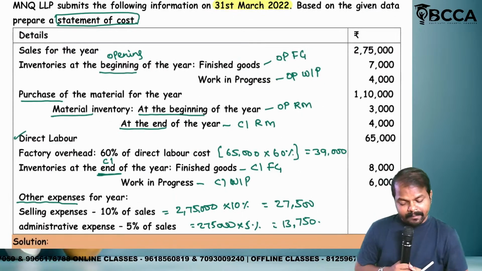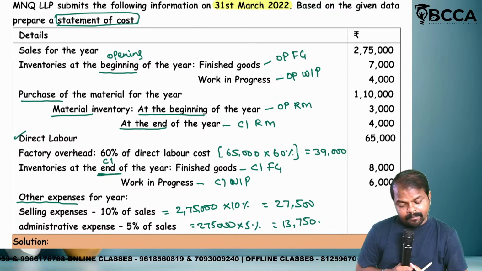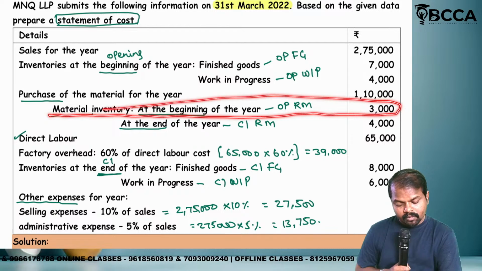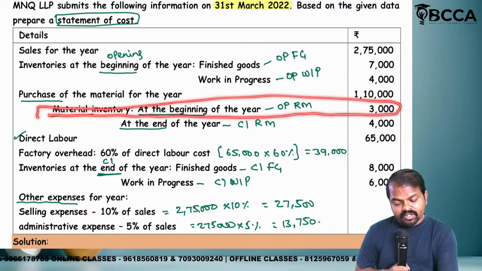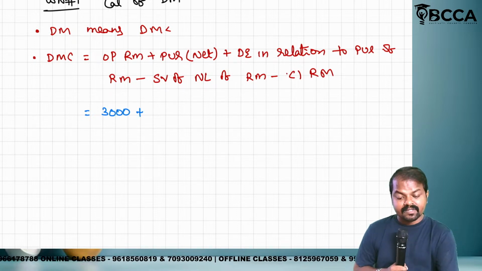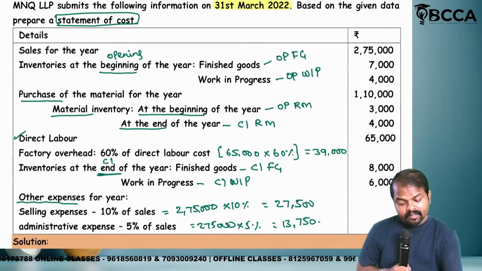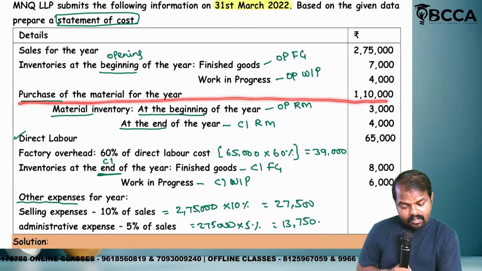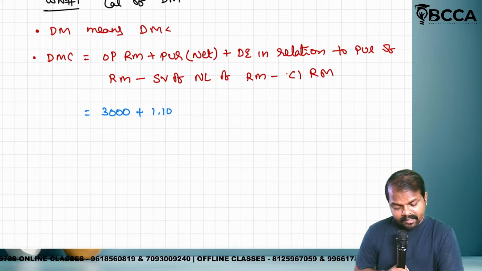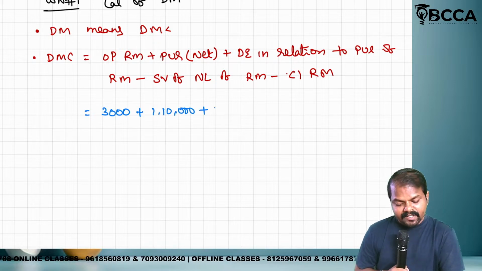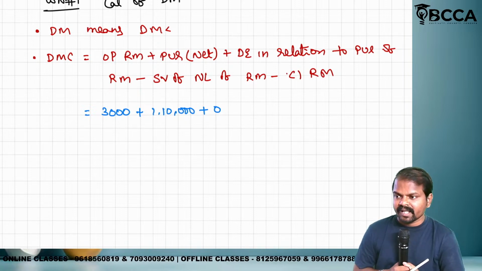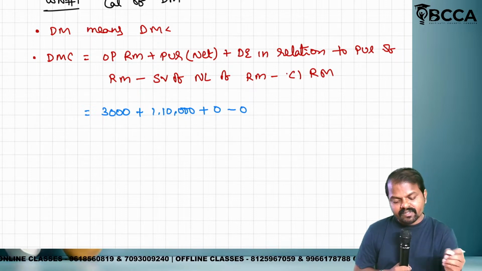Please check the question paper. Opening stock of raw material is there? There or not there? How much? So that is equal to 3,000. Correct? Plus, please check purchase is there? Yes, is there. How much? 1,10,000. Plus direct expense in relation to purchases not given, carriage inward, freight inward, like that. Transportation cost will there? No. Minus salvage value is not there.